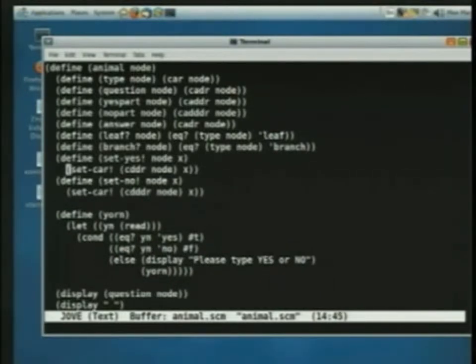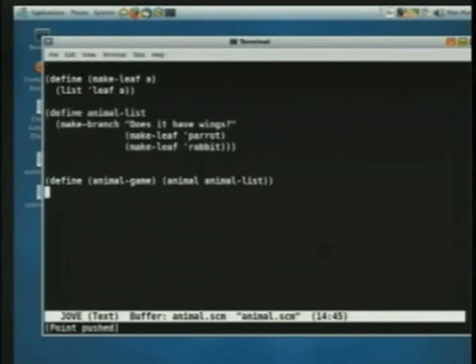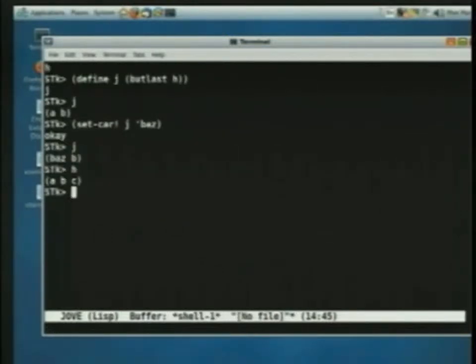The exclamation point doesn't mean special form. It means mutator. So it's a warning that you're not doing functional programming. And again, the Scheme system doesn't enforce using exclamation points for mutators. It's just a convention that you will do well to follow. Okay.